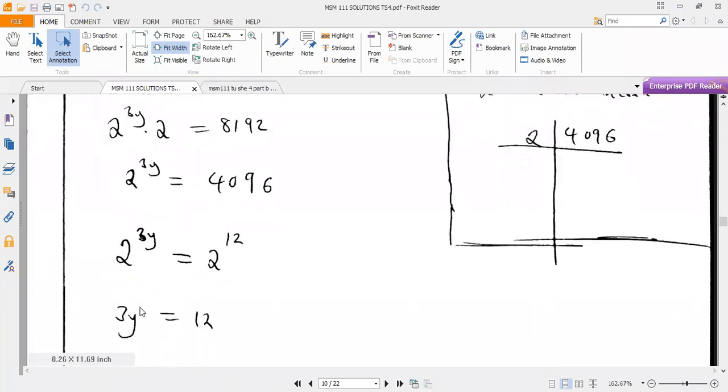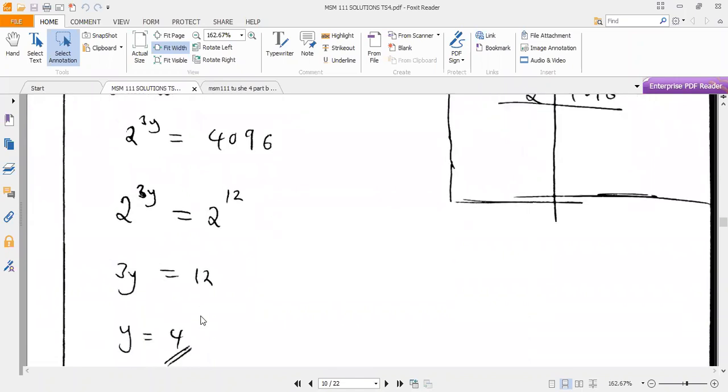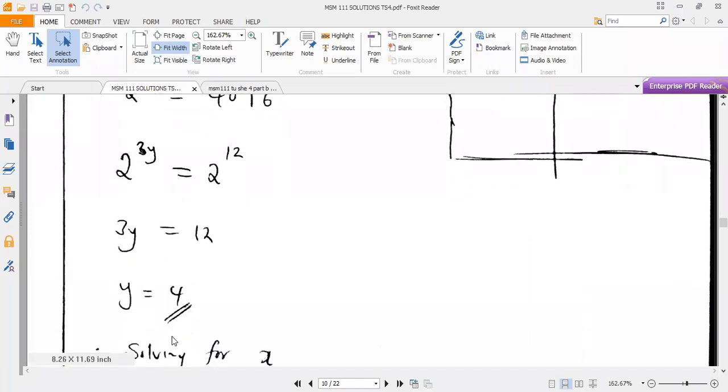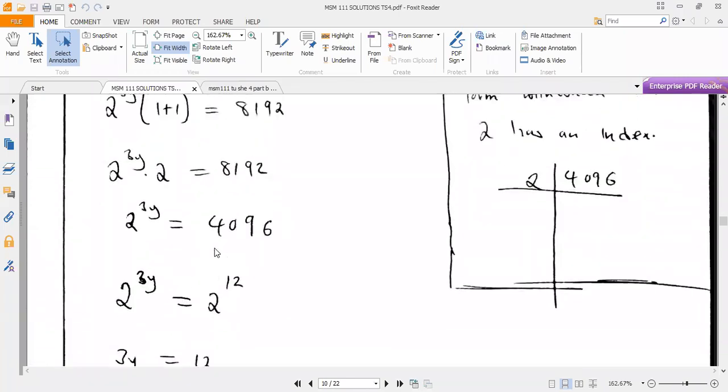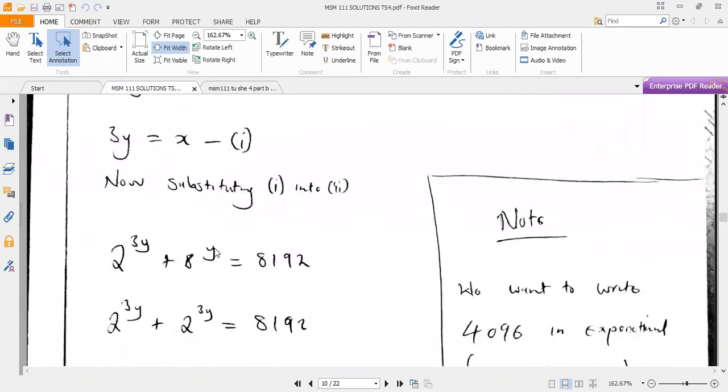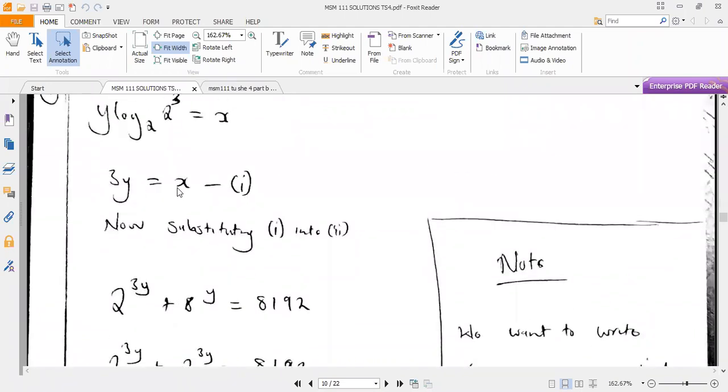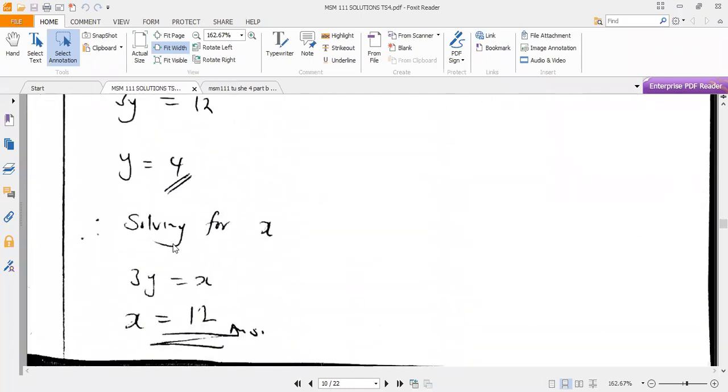So we say 3y is equal to 12. Solving for y, we divide by 3 and get 4. Are we okay? So we have found y. Now solving for x, we use equation 1, 3y is equal to x. Our y is 4, so we put it there: 4 times 3, which is 12, as our final answer for x.